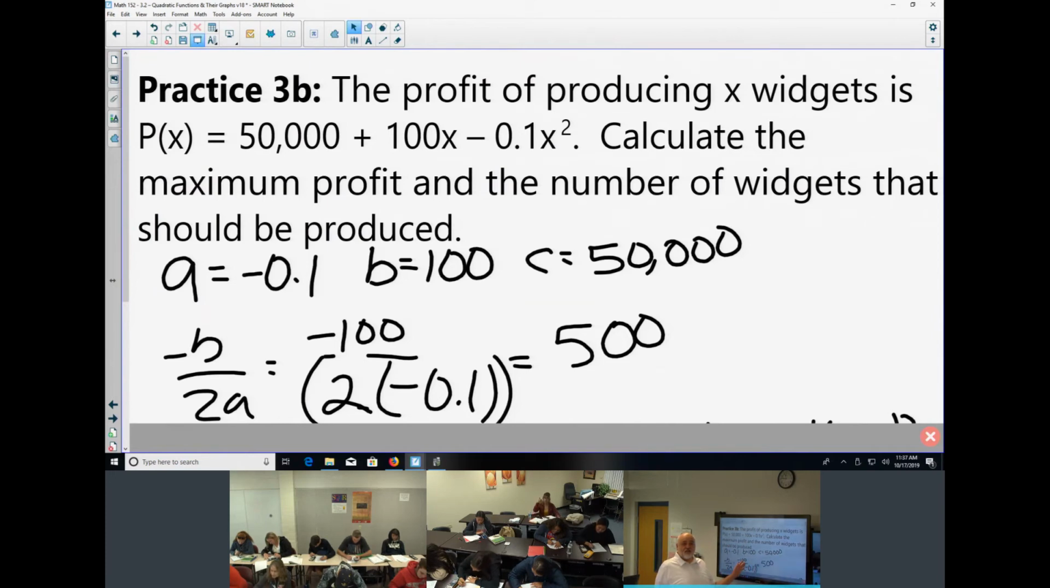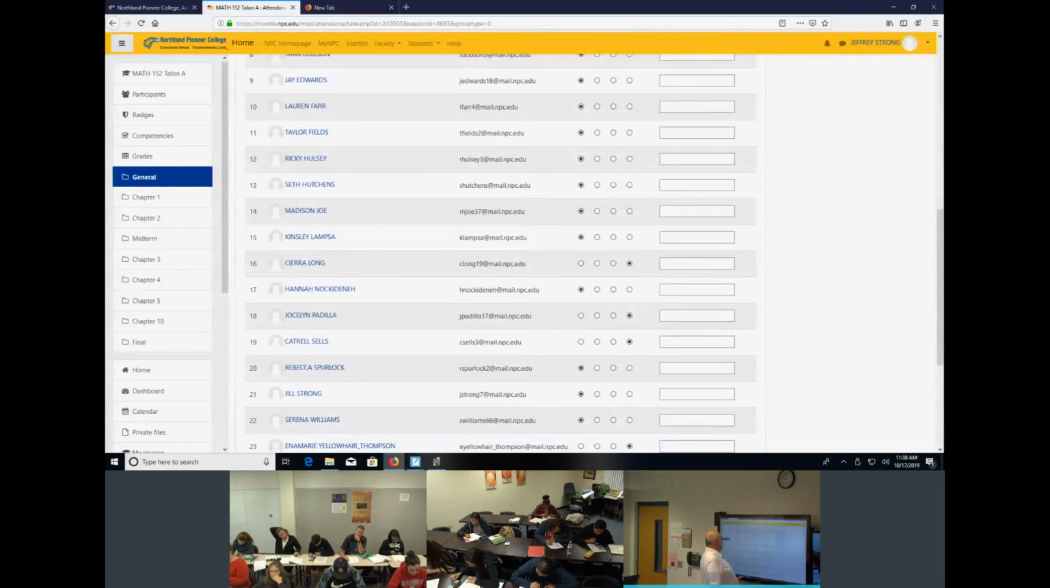With the 500. So that's not the maximum profit. That's the number of widgets that should be produced. So if the question asks you for that, that's the X value. The actual maximum profit is the Y value. The maximum or min is the Y value. So to get that, you plug 500 into the original function. Okay? All right, so Seth, when you've got that, let us know.